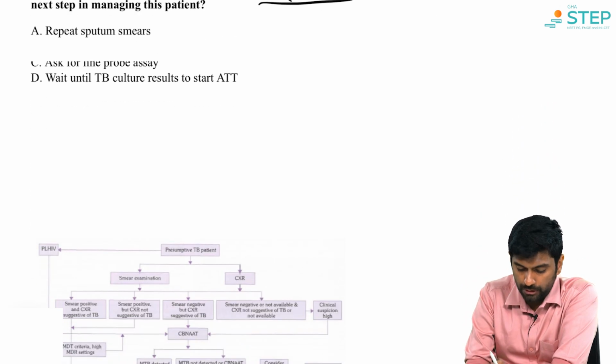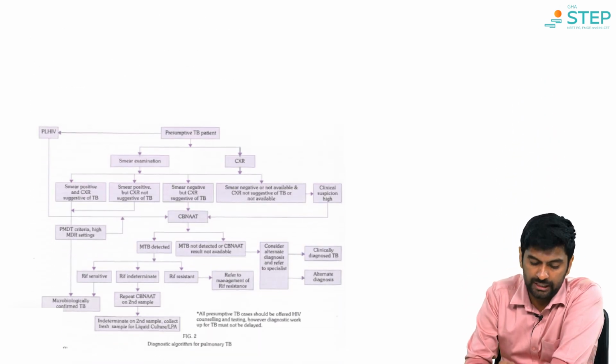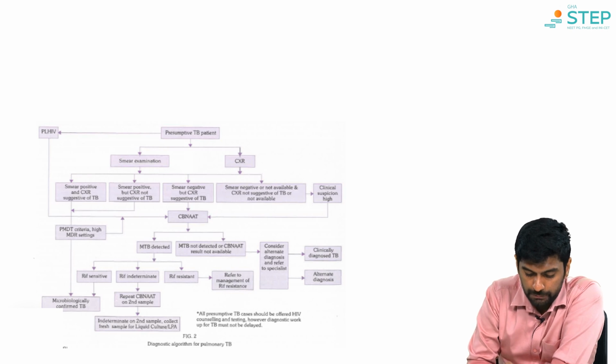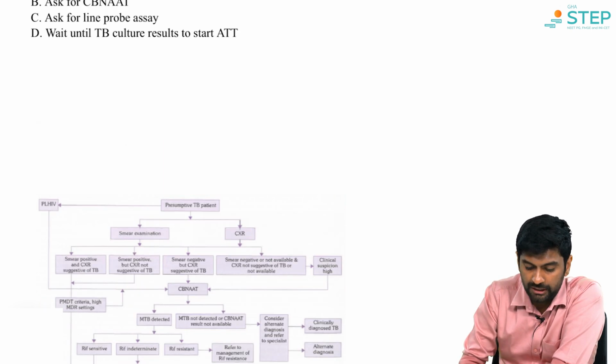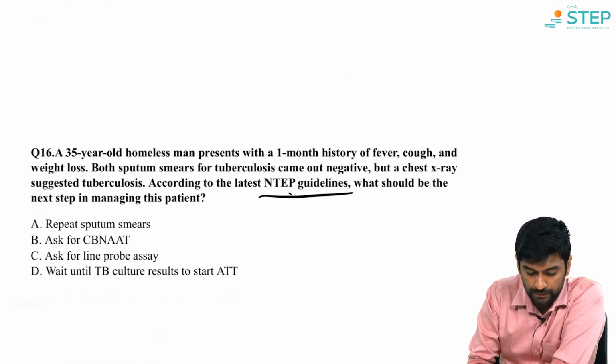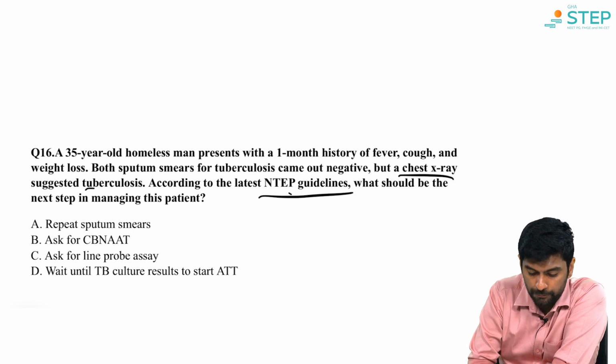So we'll have a look at this flowchart, which is a diagnostic algorithm. So a presumptive TB patient, we do the smear and the chest x-ray, and they specifically care that chest x-ray is positive, whereas sputum smear is negative, correct?